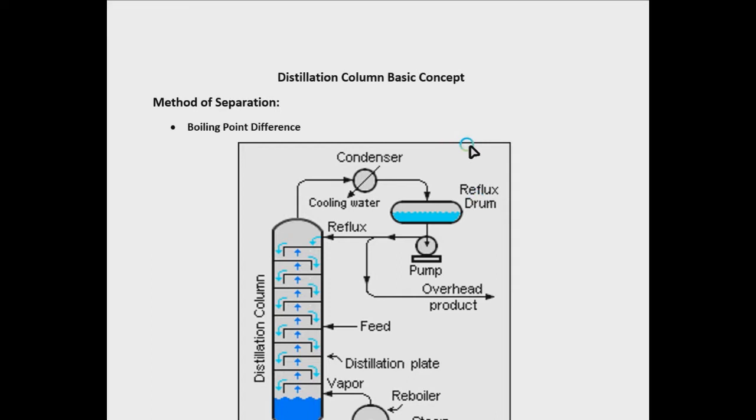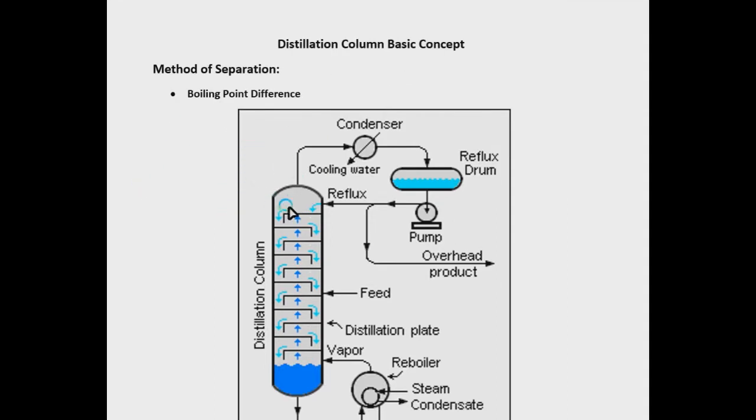In this video, we are going to learn about the basic concept of design of a distillation column. First of all, the method of separation of a distillation column is the boiling point difference. We know that the property difference between the components to be separated classifies an equipment. Like if we have a size difference, we can't separate it by distillation column because it is based on the relative volatility or boiling point difference.